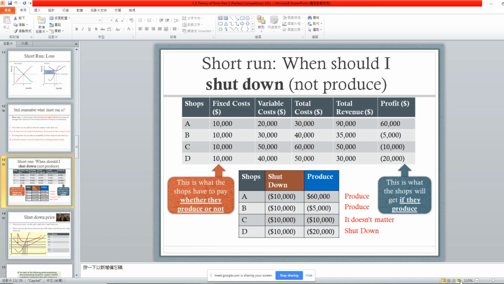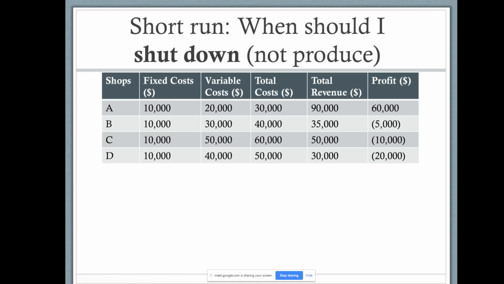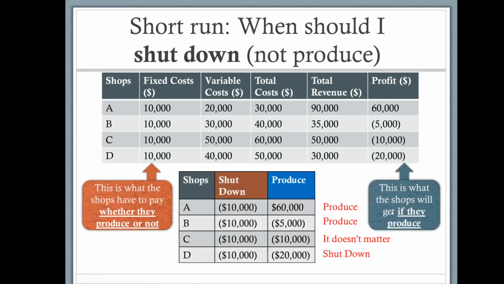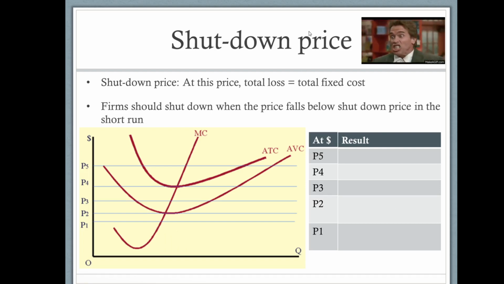Let's move on to the next part. Here we are still going to talk about shutdown price, but treat it as an exercise. So take a look at this. You see Arnold right here? He's trying to shut down the company, but he doesn't know when he should shut down the company. So here in summary, you can see the shutdown price is where the total loss is equal to total fixed costs, right? So you just said that.